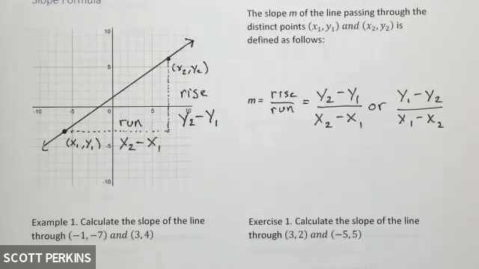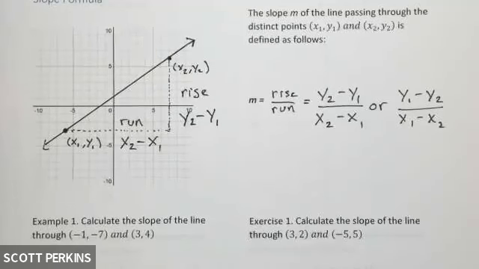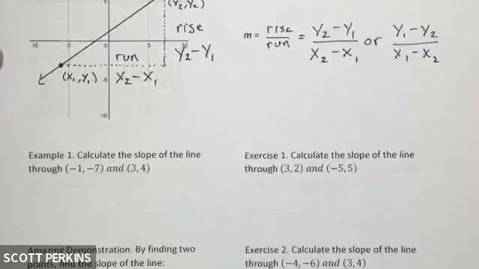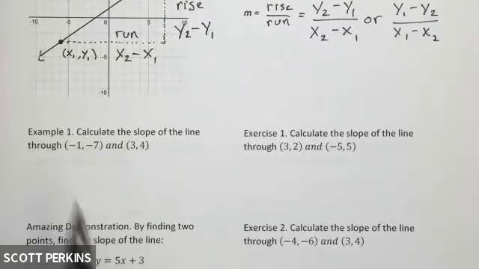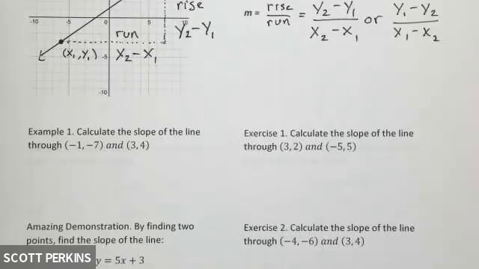Okay, well, here comes our first problem. Let's put some numbers to this and use this definition of a slope. So I'm just gonna raise up a little bit. Example 1 says, let's go ahead and calculate the slope of the line that goes through these 2 points, -1, -7, and 3, 4.